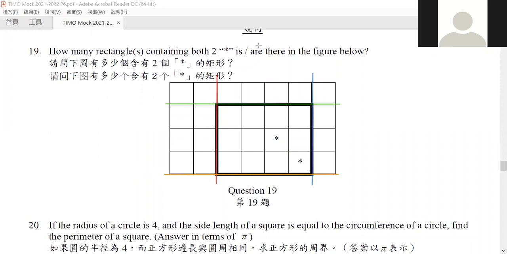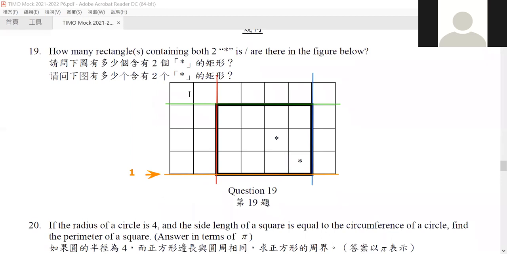Because they must be low enough to contain both stars, right? Suppose the bottom is in here. Then no matter what other size the rectangle is, it will contain the bottom stars, right? So in order for them to contain all two stars, the bottom must be within the lowest possible position of it. So there's only one way to select the bottom.